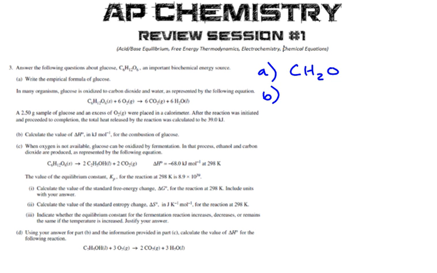All right. Then it says, in many organisms, glucose is oxidized to carbon dioxide and water, as represented by the following equation. And then you get this equation. A 2.50 gram sample of glucose and excess O2 were placed in a calorimeter. After the reaction was initiated and proceeded to completion, the total heat released by the reaction was calculated to be 39.0 kilojoules. B, calculate the value of change in H, in kilojoules per mole, for the combustion of glucose. We always have a hard time with this stuff.